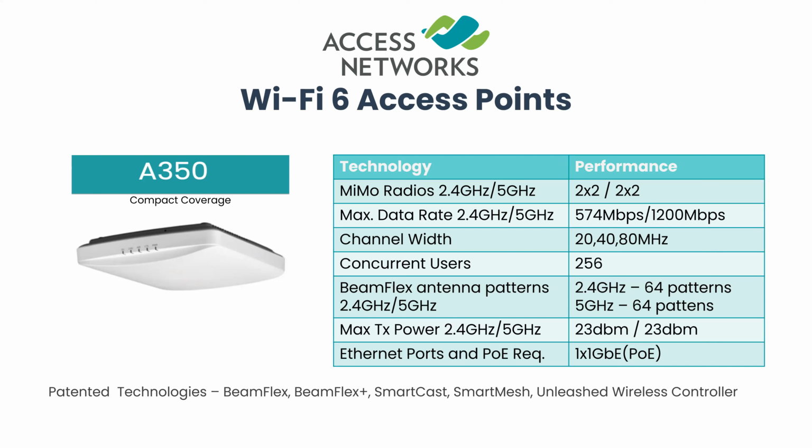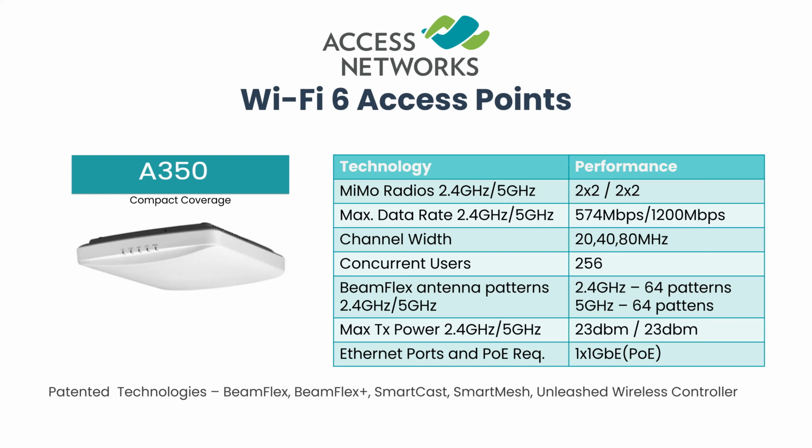Let's dive into now some of the characteristics between each one. The A350 is the entry-level compact coverage AP. It's a 2x2 access point, capable of 80 megahertz wide channel widths, a 1.2 gig connection rate, and 256 concurrent users. So it's pretty close to what the Arachnus AN520 is.